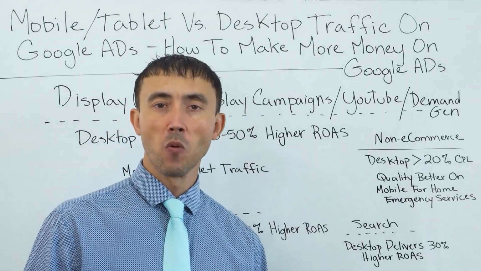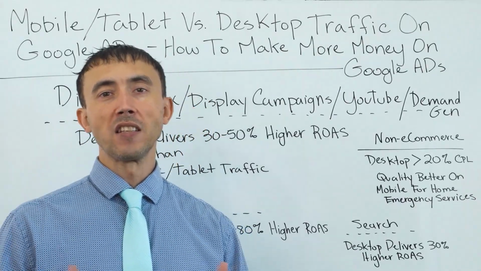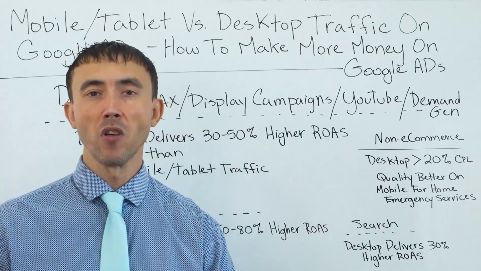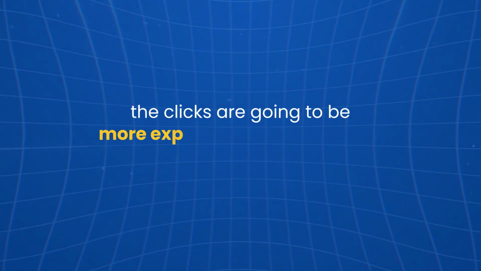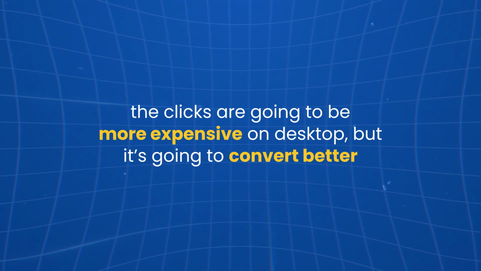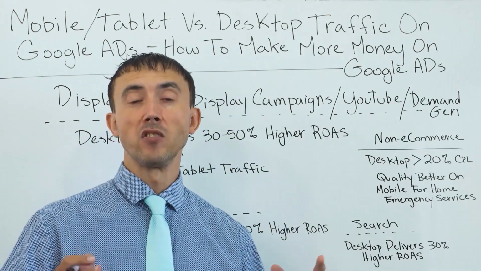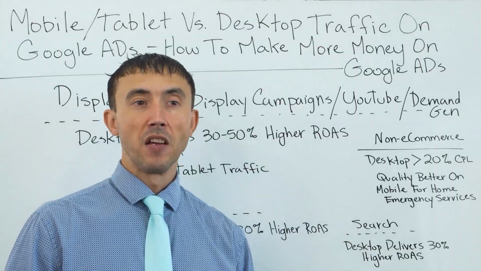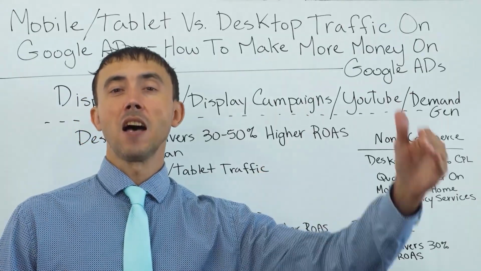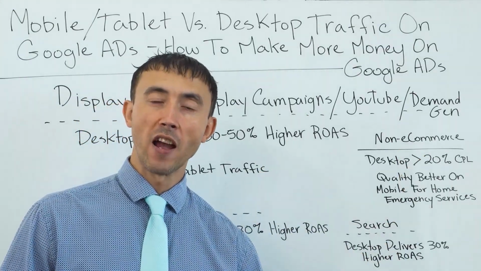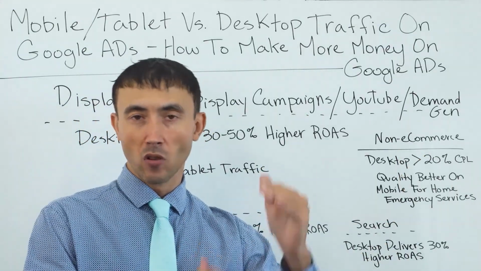Whereas the more expensive what you sell is, the more desktop is going to have a lead in terms of the ROI it can generate. Generally speaking, the clicks are going to be more expensive on desktop, but it's going to convert better. The bottom line is the ROI is better on desktop. If you sell something for $100,000, you're going to do a lot better on desktop. Whereas with $20 items, the gap is closer together.